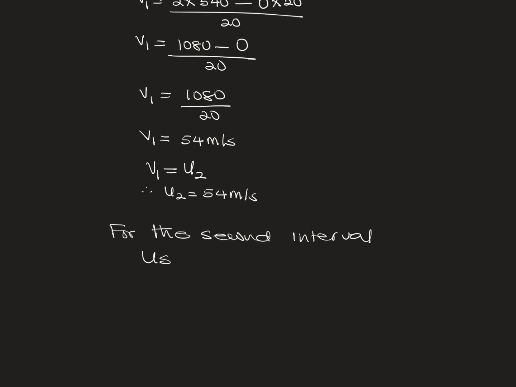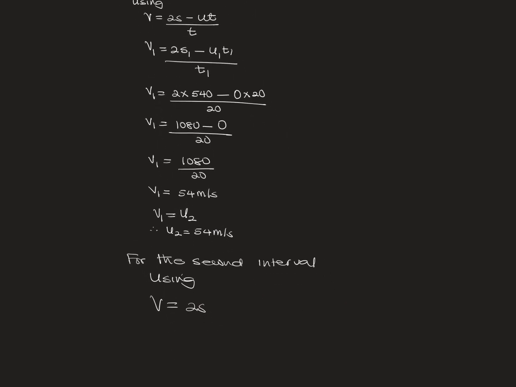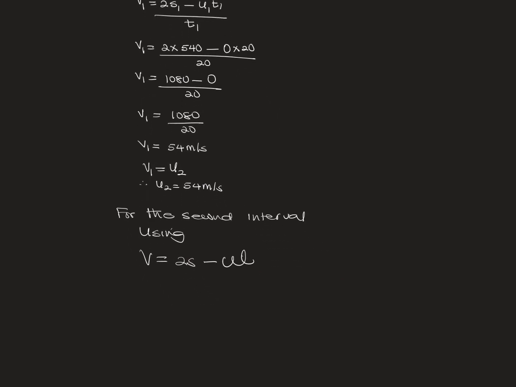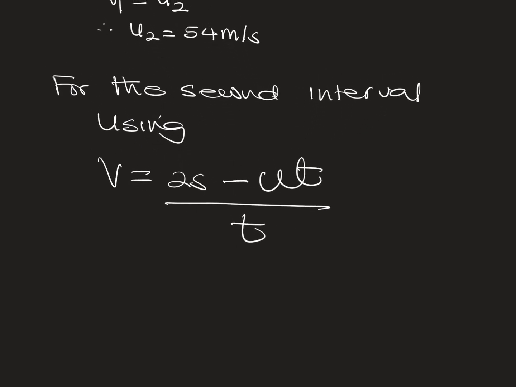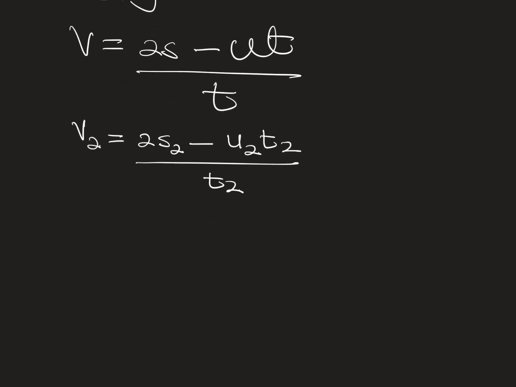We can say, using V = (2s − ut) / t. Then since I'm referring to the second interval, it will be V2 = (2s2 − u2 t2) / t2. All signifying the second interval.